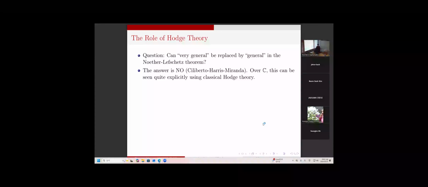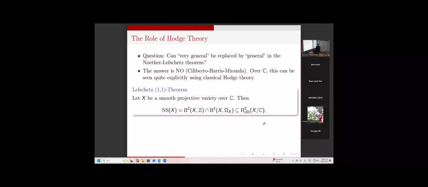It turns out that the answer is no. And this question, when you consider an arbitrary base field, including those of positive characteristic, was addressed by a paper by Ciliberto, Harris, and Miranda in the late 80s. But over C, this can be seen quite explicitly by considering classical Hodge theory. So the main tool here is the so-called Lefschetz (1,1) theorem.